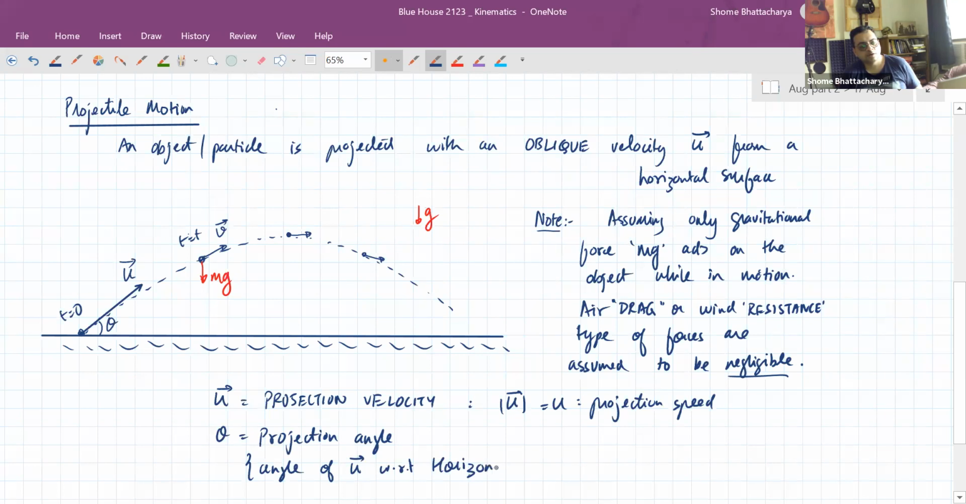When we talk about projection angle, we always take the angle with reference to the horizontal axis, not with reference to the vertical axis. 90 minus theta will become the angle with respect to the vertical. So if a question directly tells you without giving you a diagram that the projection angle is 30 degrees, you should remember that it's the angle with respect to the horizontal and not the angle with respect to the vertical.